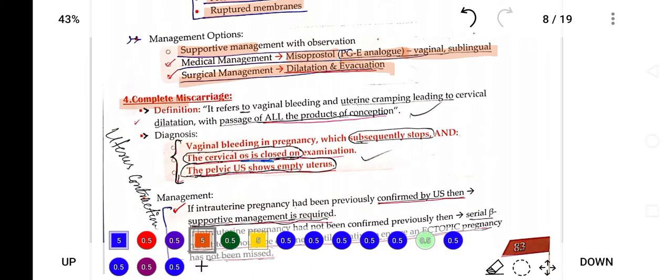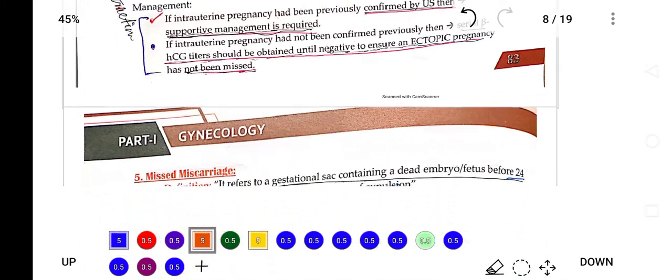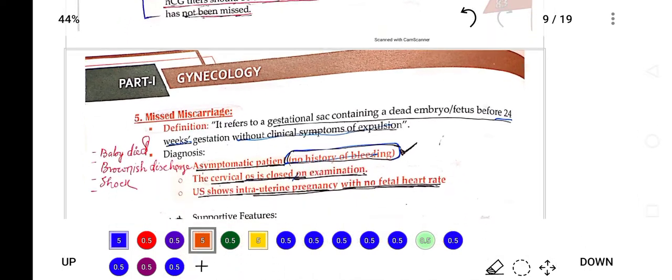And the another type is complete miscarriage, which also has vaginal bleeding with a closed cervical os, and pelvic ultrasound shows an empty uterus because products of conception have been removed and expelled out. That's why this is known as complete miscarriage.